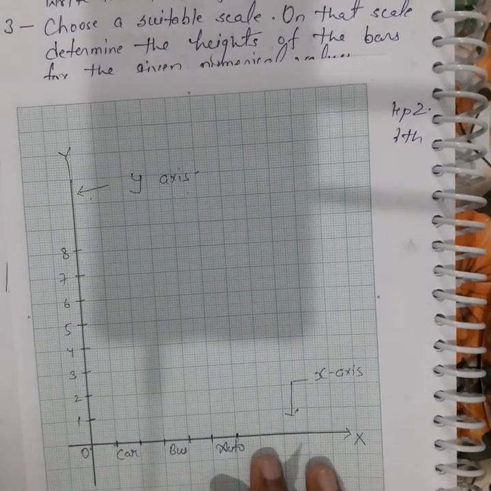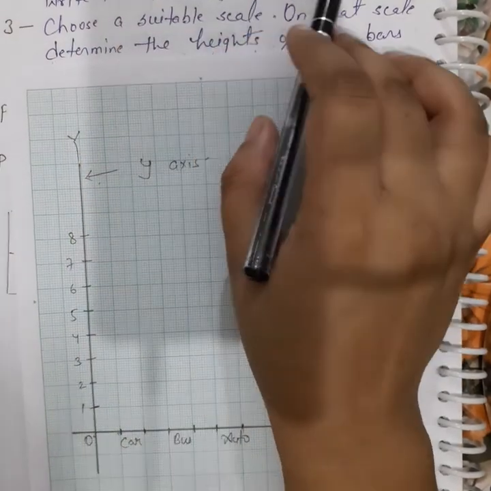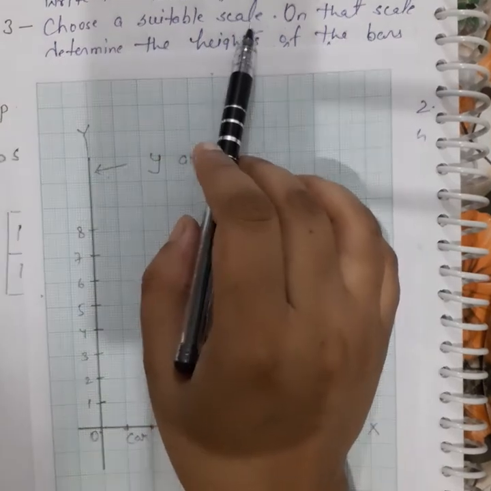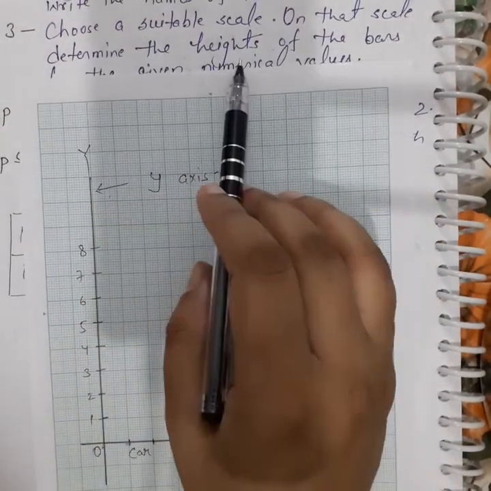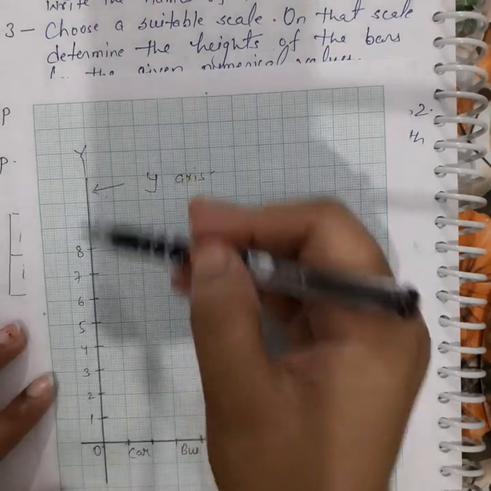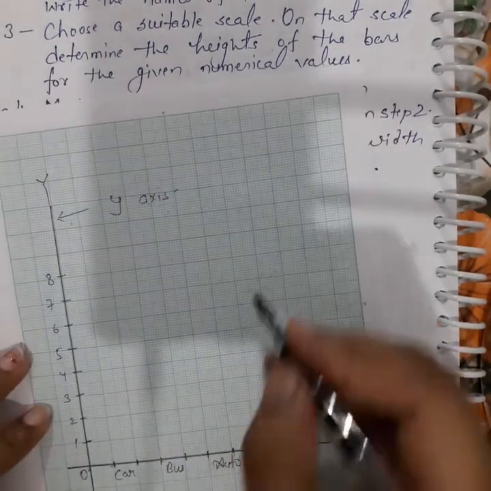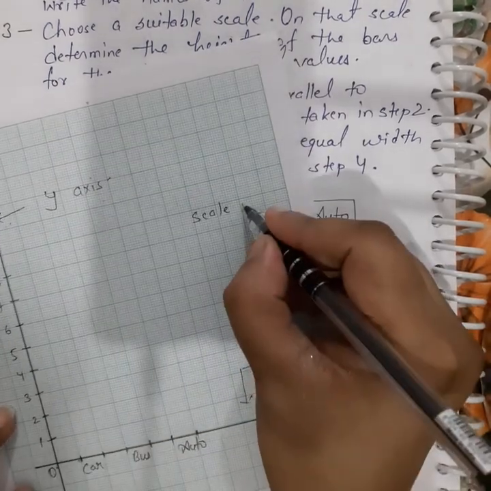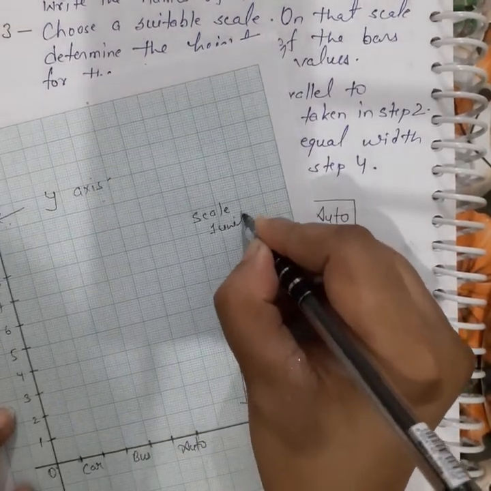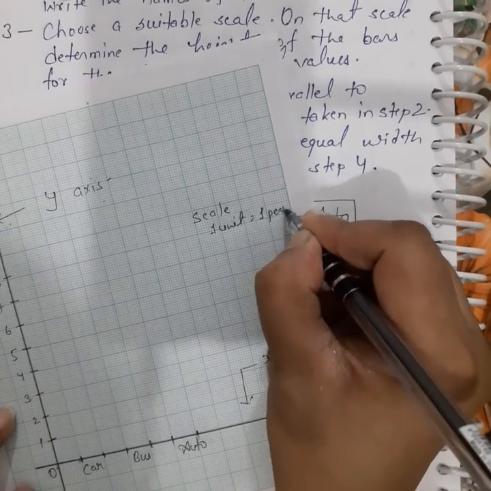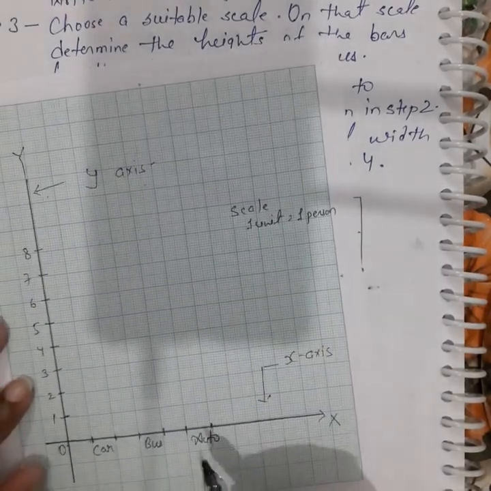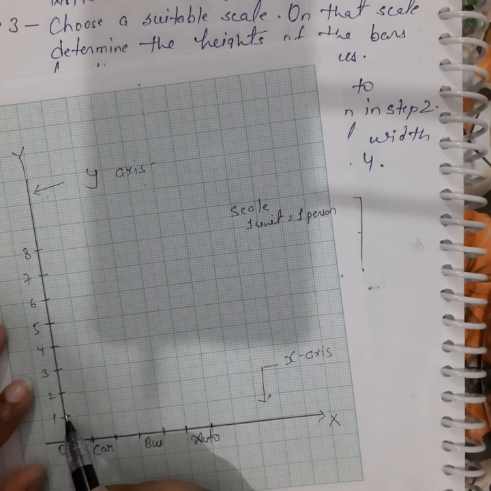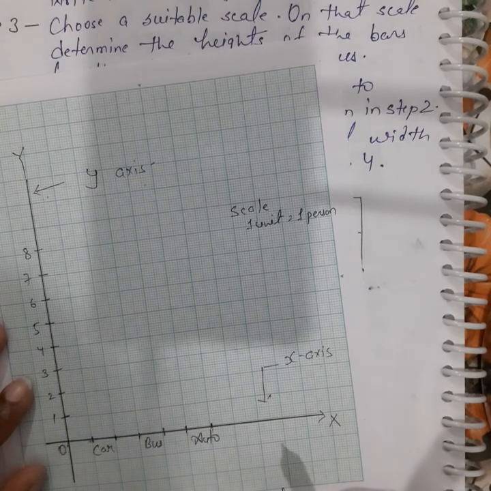Now what we have to do? Mark points at equal interval. That we have done. Choose a suitable scale. On that scale, determine the heights. The y-axis represents the height, so we have to choose a scale. We choose the scale 1 unit is equal to 1 person. Here we choose the scale that this is 1 unit, and 1 unit represents 1 person.